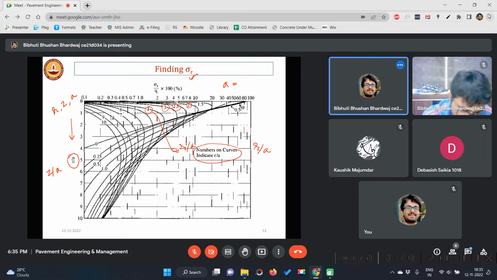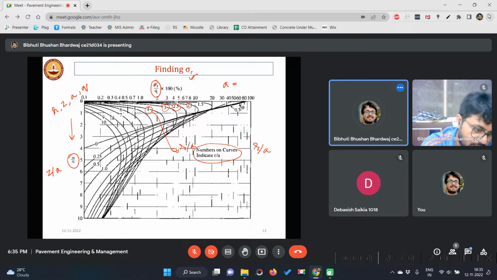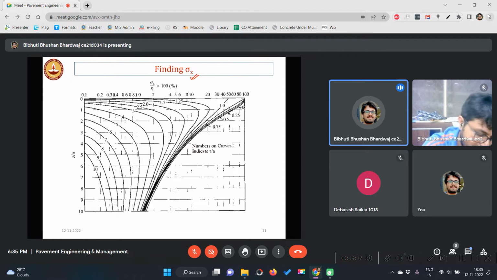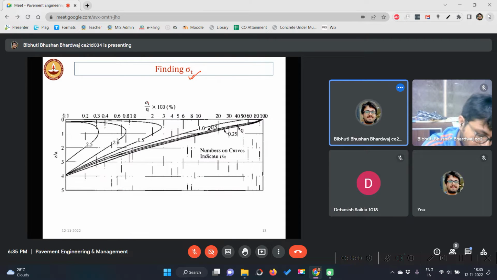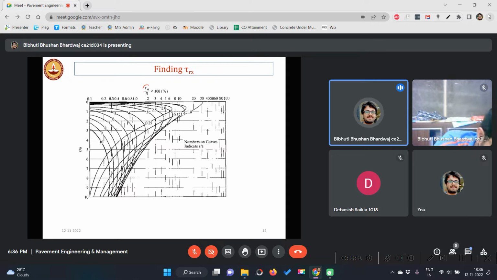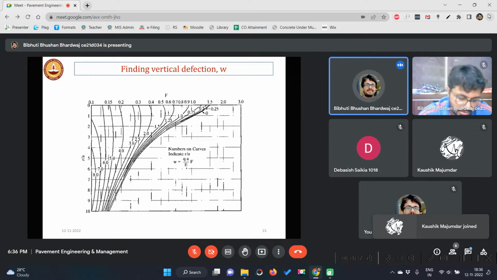With these three terms you can also find Q, because this term is there, so whatever you get, you will find sigma r by Q, or here sigma z by Q, or here sigma t by Q. Similarly, tau rz can also be found out.